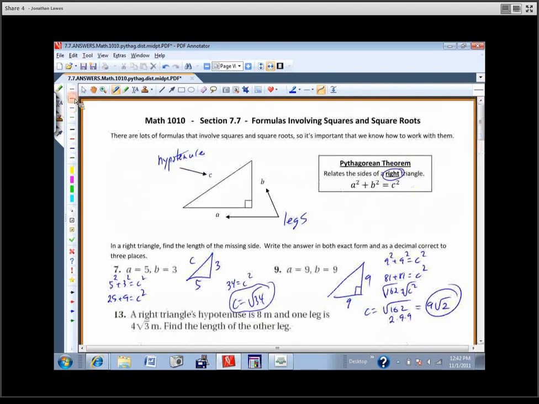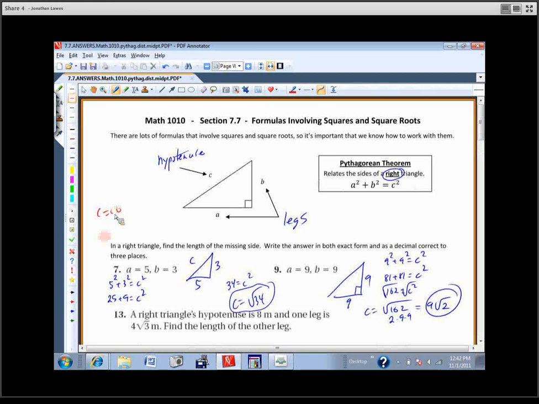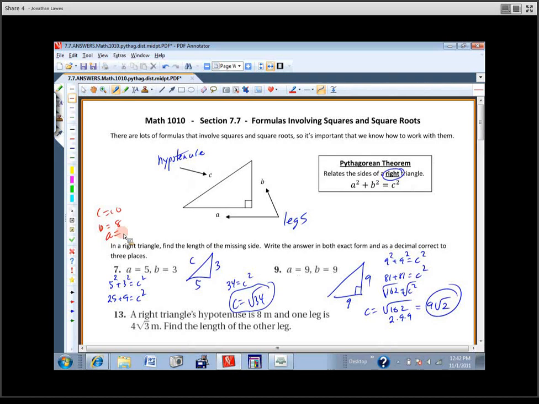Good? Okay. I'm not going to do this, but I just want to show you. If they give you a problem where they say C is 10 and B is 8, you're missing side A. So you'd have 10 here, you'd have 8 here, you're missing this guy. So you'd have A squared plus 64 equals 100. And then you could solve for A, right? Just move the 64 over. That'd be 36. So the answer is 6. Okay?